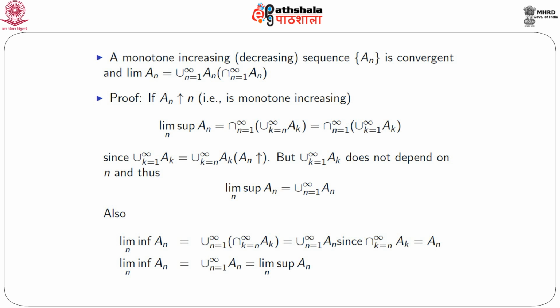Similarly, if we have lim inf of a_n, by definition lim inf is the union over n of the intersection over k from n to infinity of a_k. Now, this is an increasing sequence. So, this intersection over k from n to infinity will result in a single set a_n. Then the lim inf of a_n is just its union over n from 1 to infinity of a_n, which we called the lim sup of a_n. So, this result we have proved for a monotone increasing sequence. It can be seen for the decreasing sequence also, the proof will remain almost the same.